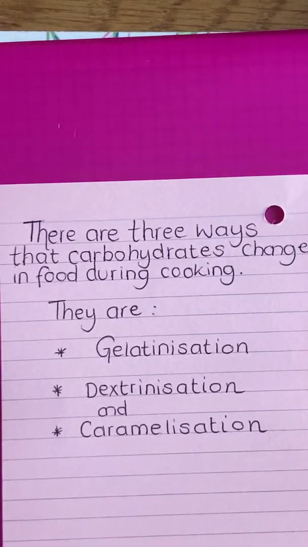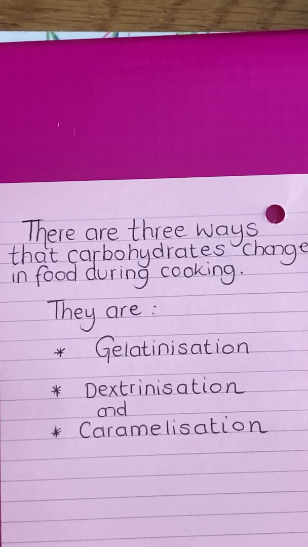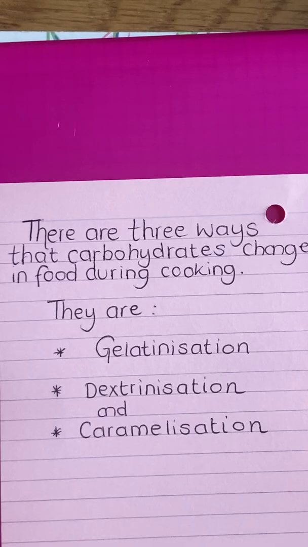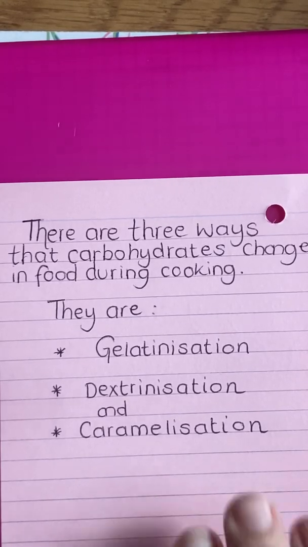There are three ways that carbohydrates change in food during cooking. They are gelatinization, dextrinization, and caramelization.